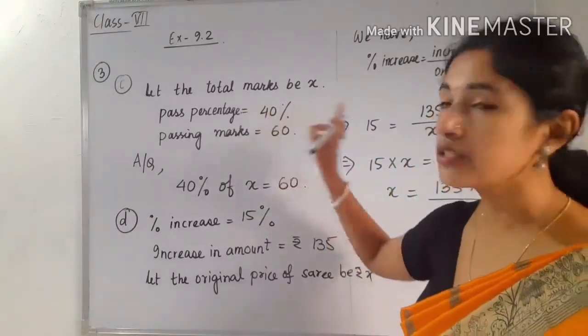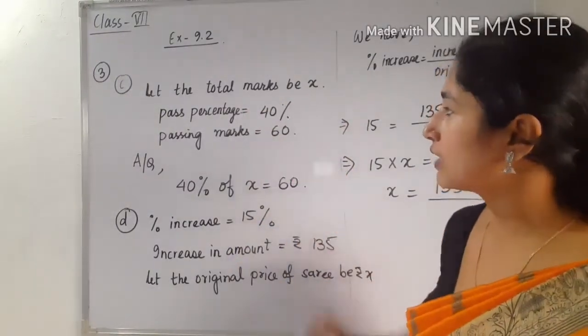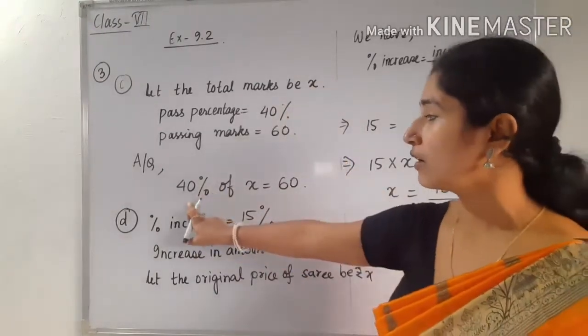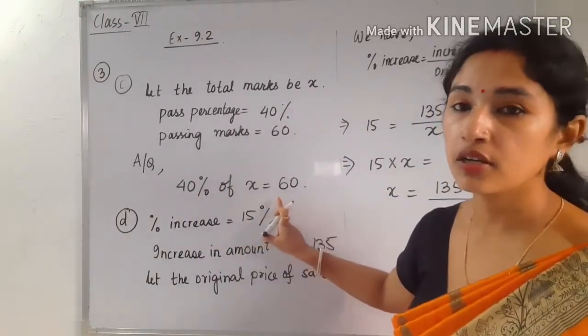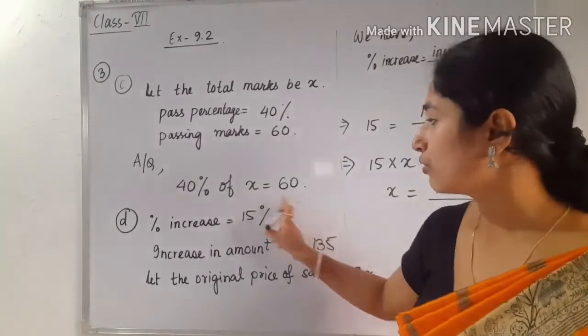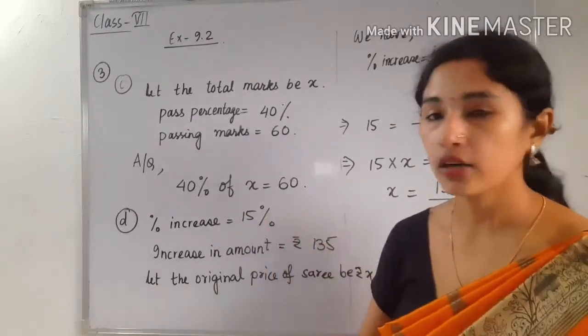See, the pass percentage is different. This is in terms of percentage. This is 40% and passing marks is given as 60 marks. So let the total marks be x. According to the question, we can form the equation as 40% of x equal to 60. So you can solve it and you can easily find the answer. I have not done it, so please try to do it.